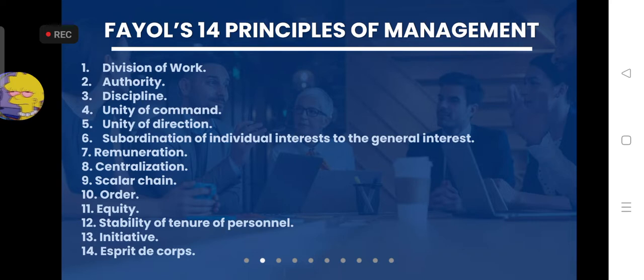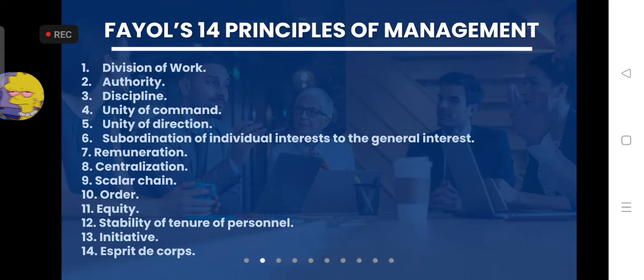So 11 is the equity, which means that fairness and order must be practiced to maintain employee commitment. So 12 is the stability of tenure of personnel. So management should provide orderly personnel planning and ensure that replacements are available to fill vacancies.